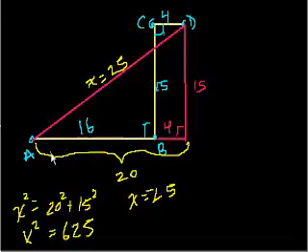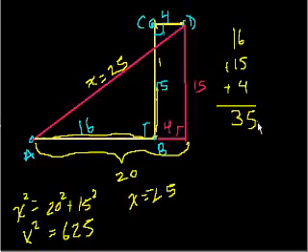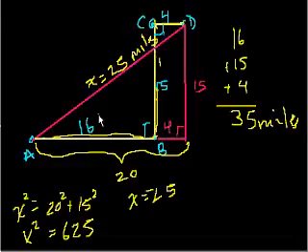And how far was she traveling before? Let's see, she was going 16 plus 15 plus 4. So that's 35. What is that, miles? Right, miles. She was going 35 miles, and if she goes straight, she goes 25 miles. So she would save 10 miles if she went straight, if she was able to fly. So that's choice C.